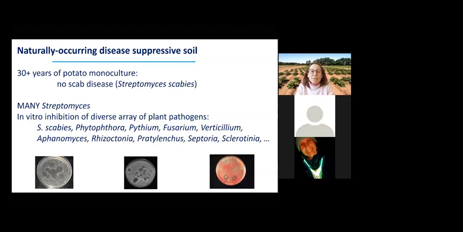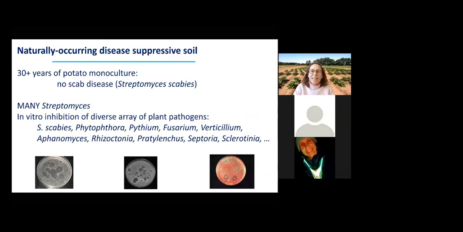But we found lots of Streptomyces, that is, members of that same bacterial genus, in that soil. And studies of those bacteria in the lab showed that they were really good at inhibiting lots of different plant pathogens, including the scab pathogen, as well as oomycetes, fungi, and even nematodes. And looking at this, you'll note that this is almost a who's who of some of the worst soil-borne plant pathogens in agriculture.